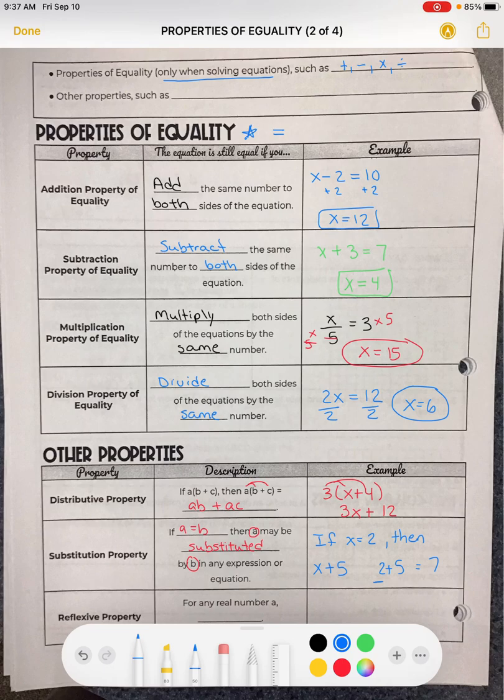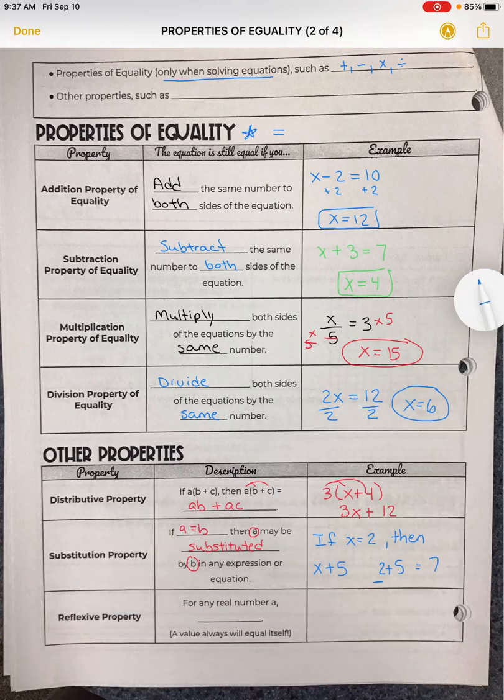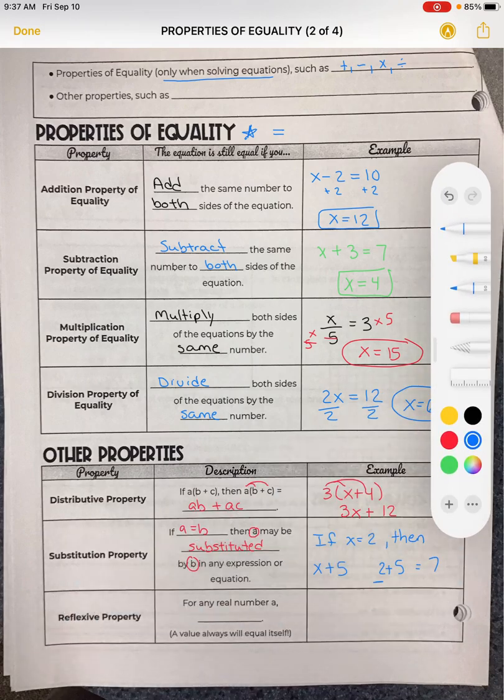The last one on this page we're going to do is called the reflexive property. It says for any number A, A equals A. So if 4 equals 4, it would just be that, and we'll use that one later on.